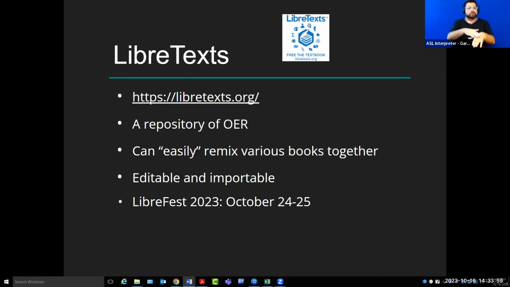Yeah, Catherine? One brief note with the LibreText thing that's happening next week, it does cost $35. Oh, okay, thank you. It's not a free thing. Okay, thank you.